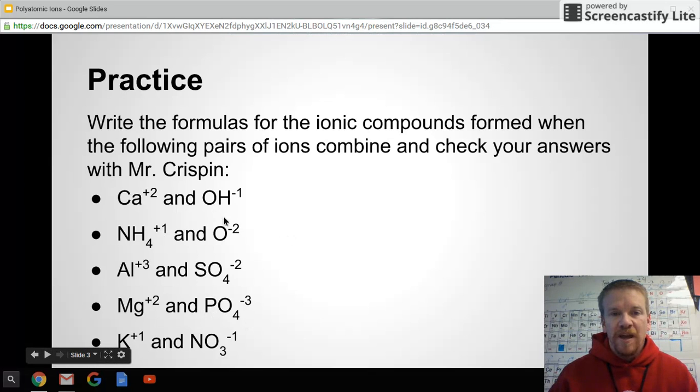So remember that for all of the polyatomic ions, OH, NH4, SO4, PO4, NO3, if you have to have more than one of them, put them in parentheses.